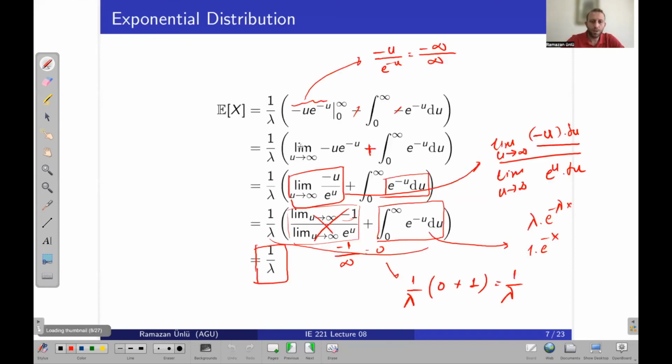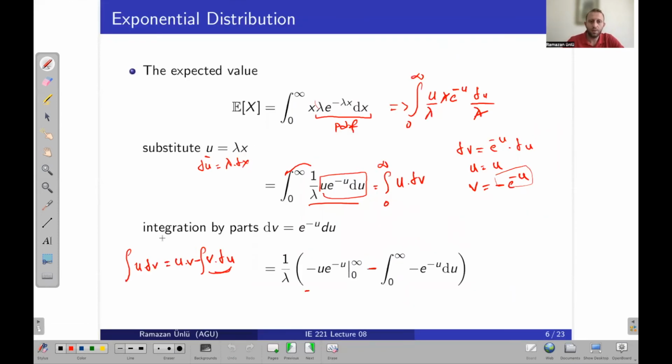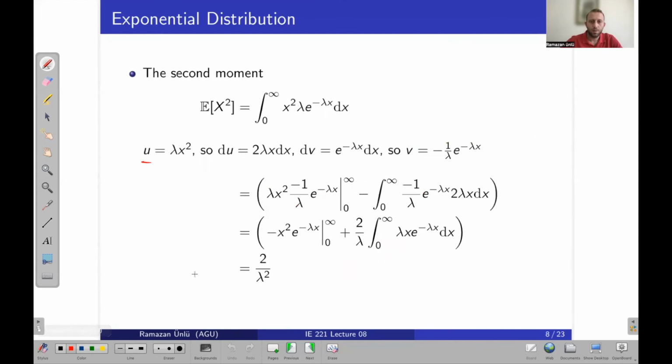And again, by using the rule of integration by parts, I will apply this strategy. Again, let me write that one. The integration of u dv is equal to u times v minus the integration of v times du.